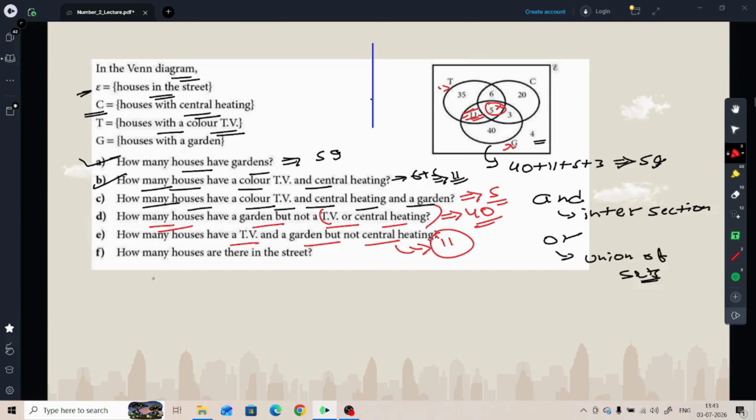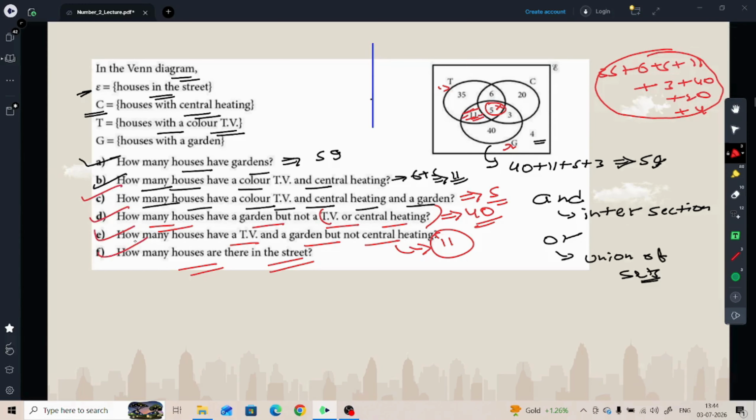And then it is asking how many houses are there in the street, so we'll be just adding the things up. It's as simple as that. So 35 plus 6 plus 5 plus 11 plus 3 plus 40 plus 20 plus 4, like that, and we'll be summing it up to get the answer. It's as simple as that. Hope you must have got it. It's a very easy question. Yes, it can take time, and I would recommend that you do it once more when you look over this lecture again.